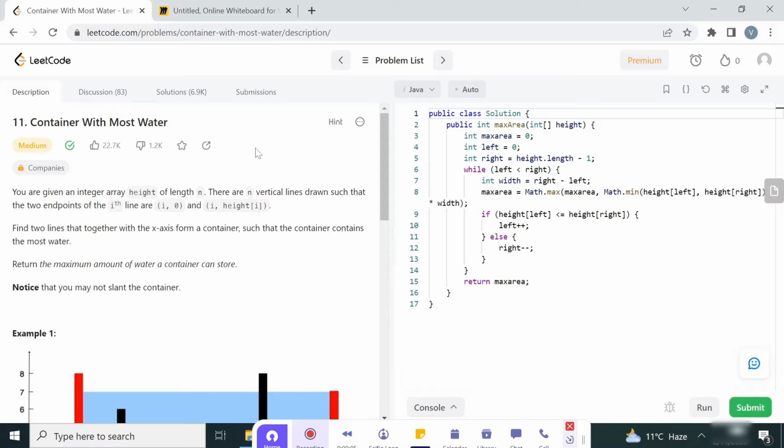Today we will see another Leetcode problem, that is Container With Most Water. It's a medium level question and it's a very popular question, as you can see from the likes. So let's read the problem statement first.